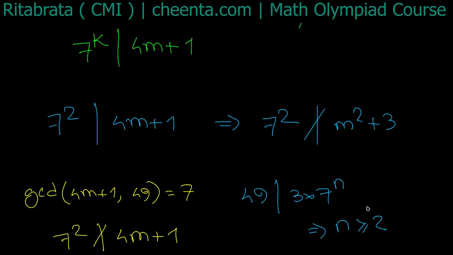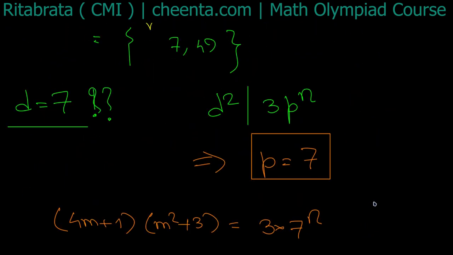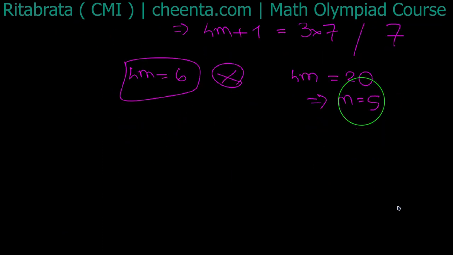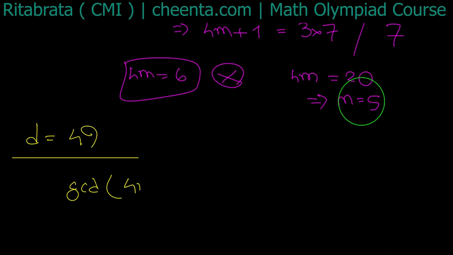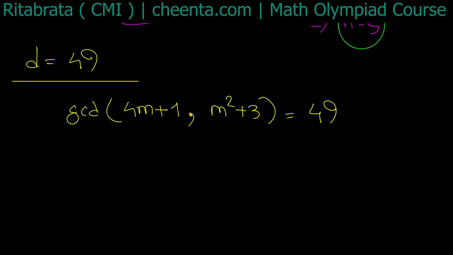So what we get is that d cannot be 7, because for d equal to 7 we have no solution. So let's assume that d is equal to 49. So the GCD of 4m plus 1 and m square plus 3 is 49. Now let's try to bound the highest power of 7 that divides 4m plus 1.